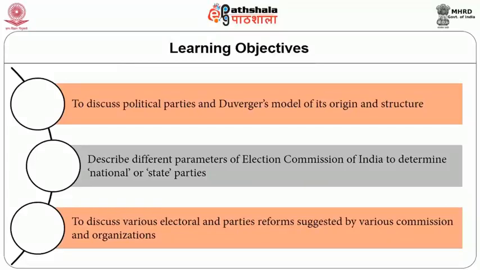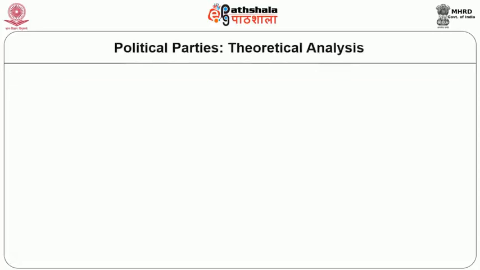Objectives: to discuss political parties and Duverger's model of their origin and structure, to describe the different parameters of the Election Commission of India to determine national or state parties, and to discuss various electoral reforms suggested by various commissions and organizations. Political parties: a theoretical analysis.